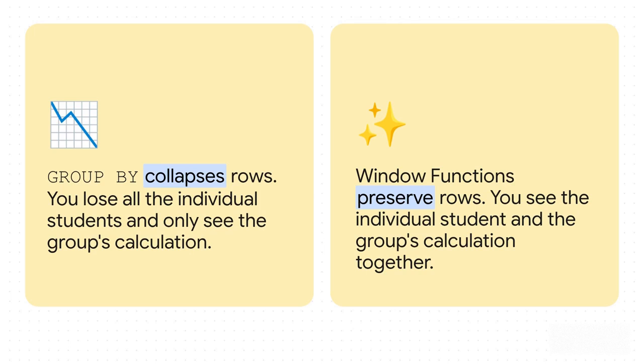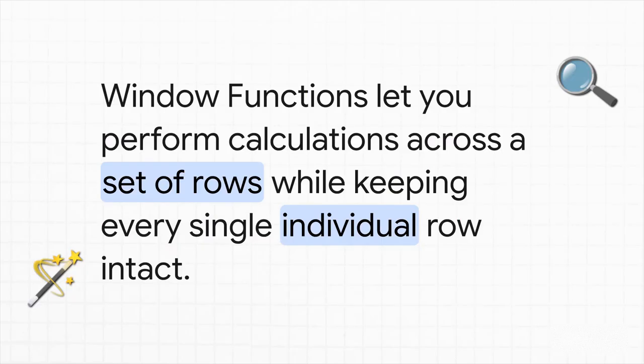GROUP BY is like telling the photographer, just give me the average height for each house. You get your three averages, but poof, Priya's gone. All the individual students have vanished. The rows are collapsed. But a window function, that's like a magic lens. It keeps every single student in the picture and just adds that group average right next to them. And that is the magic of SQL window functions.